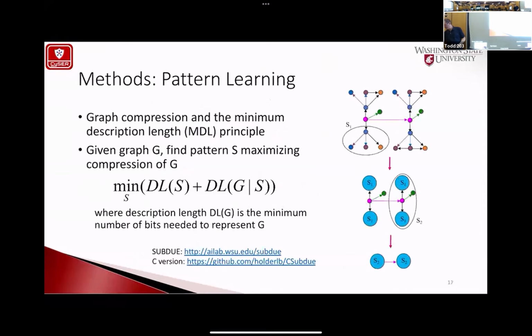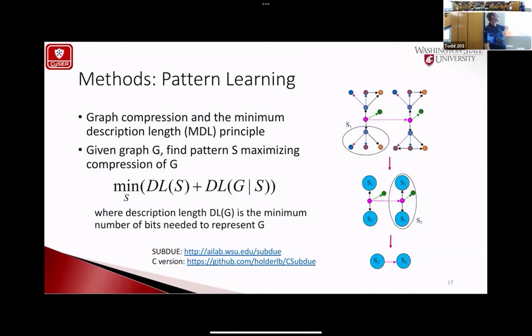Okay, so a little bit more detail on how we do this. Maybe a little too much detail, but how do you measure the compression of a graph? In information theory, there's a notion of description length, which is just: if I want to represent some data, how many bits do I need? That's the description length of that data. And then I can talk about the minimum description length, which is, of all of the ways that I could represent this data, which way is minimal, the fewest bits possible.